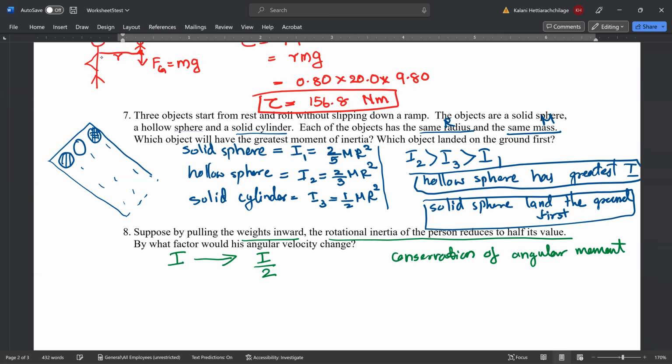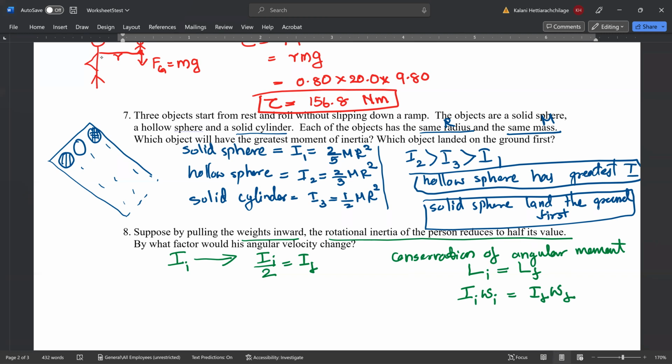Right, remember that the L that I talk in, that means whichever starts with I and F are for the final. This is I initial. This is your I final basically, right? And so now for L initial, we know that we can write I initial omega initial equals I final omega final. That's the moment of inertia concept.